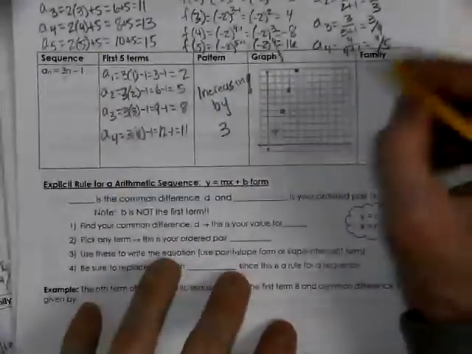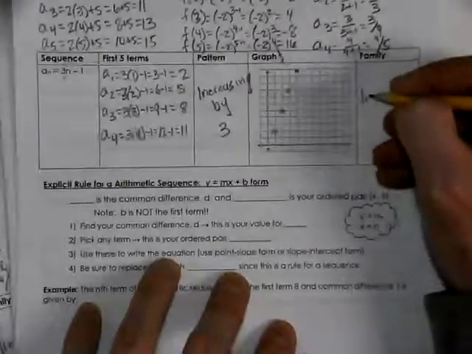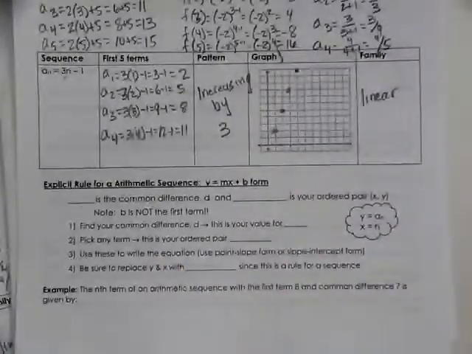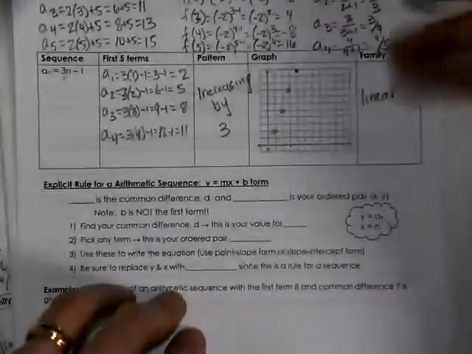Then for the family, it would be linear because it's increasing by 3 every time. There's not a curve to it. It's definitely not quadratic.